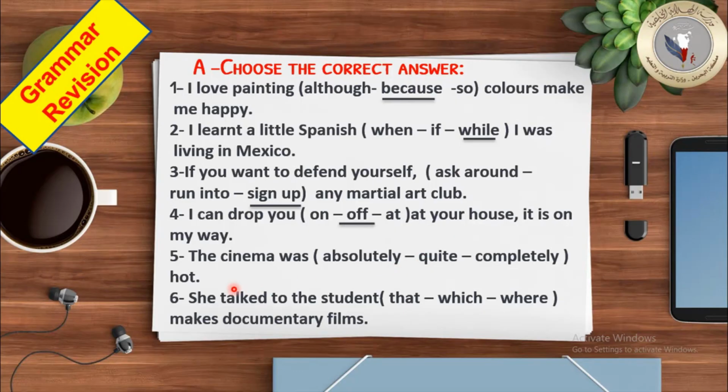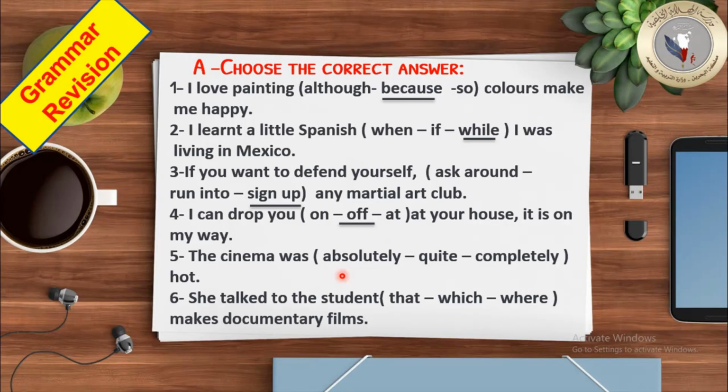Number 5, the cinema was absolutely, quite, completely hot. Look here, it's a very critical point. As we learned together, we have gradable and non-gradable adjectives. Gradable means what? Gradable comes from grade. Gradable means grades, level. Grade or mark or level.